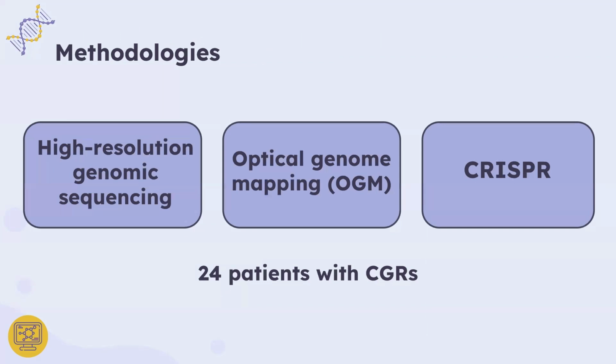For methodology, the researchers employed a multifaceted approach to analyze genomic rearrangements in a cohort of 24 individuals, integrating technologies such as high-resolution genomic sequencing, optical genome mapping, and CRISPR.